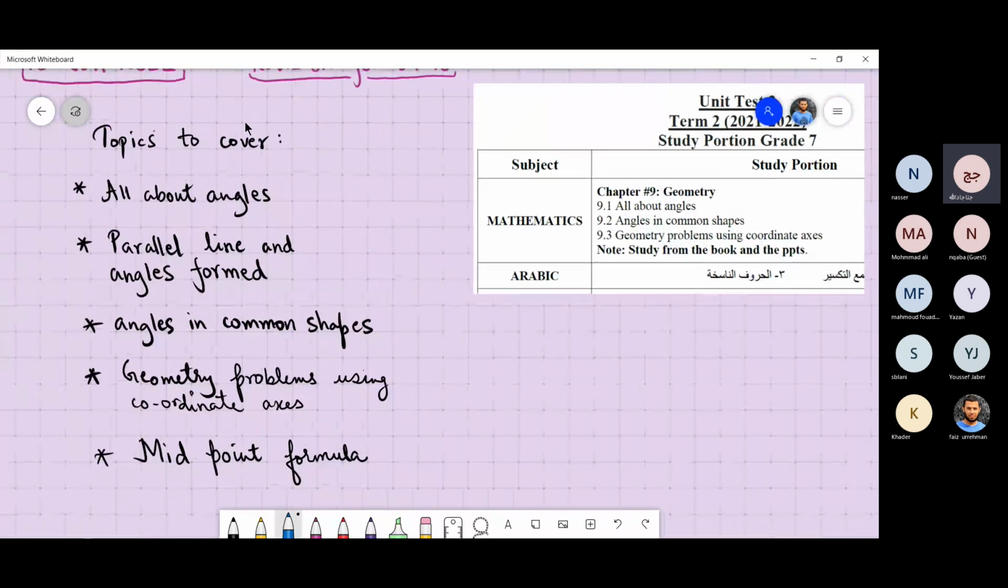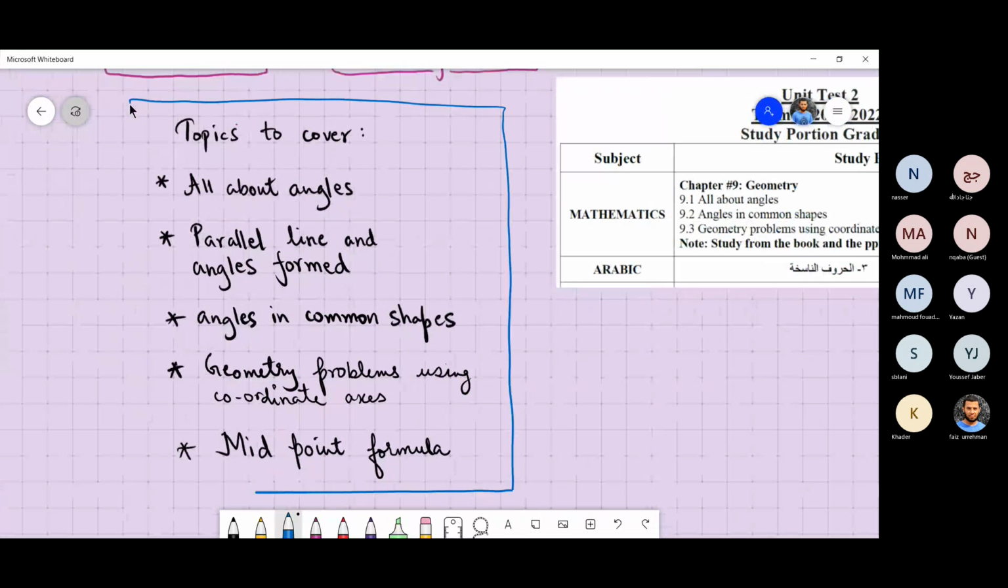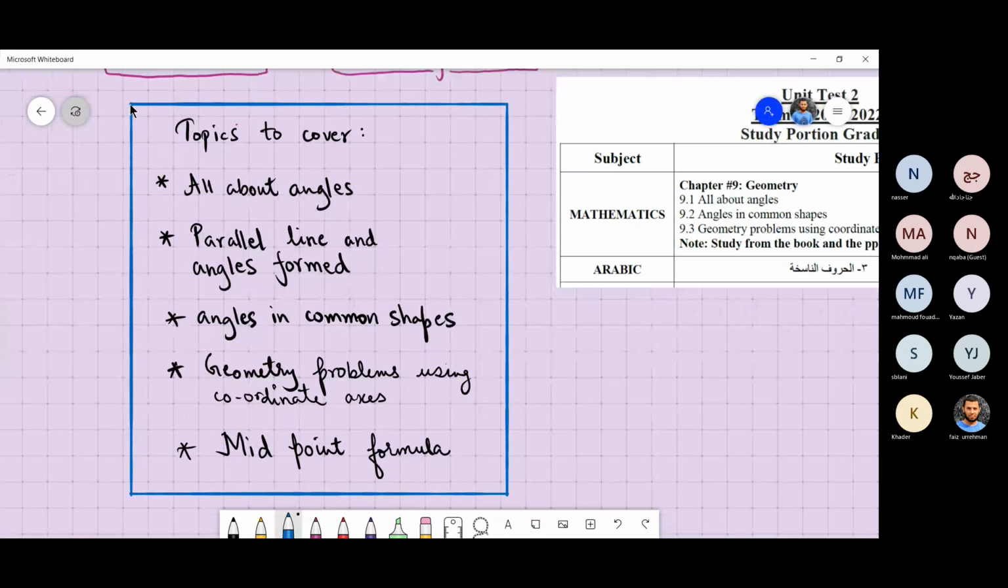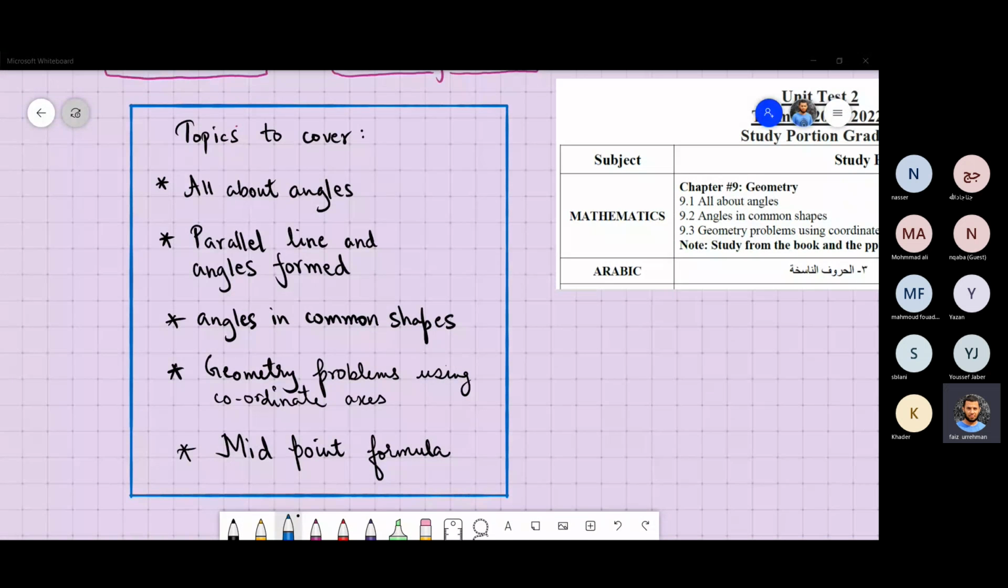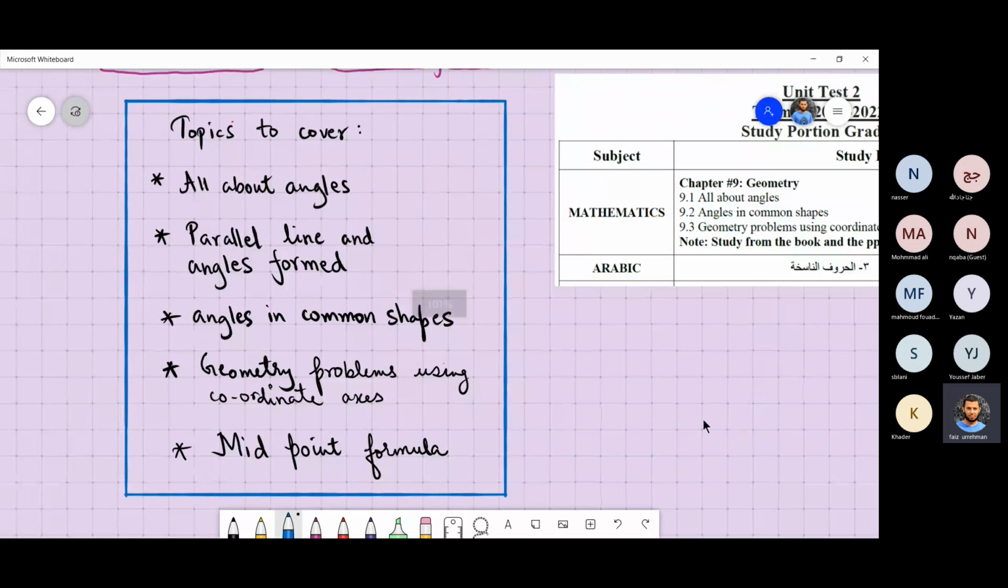But Mister, midpoint is in the graph. Like, you have to use a graph. You said that there's no graph, but midpoint has to be on a graph. Can I start the class? Yes. Okay, thank you, sir.